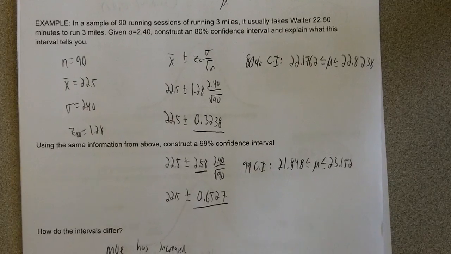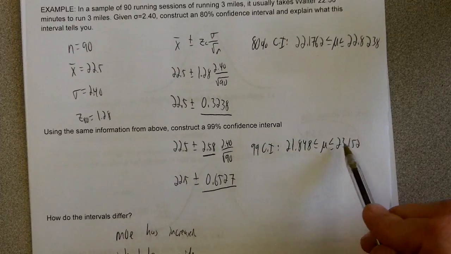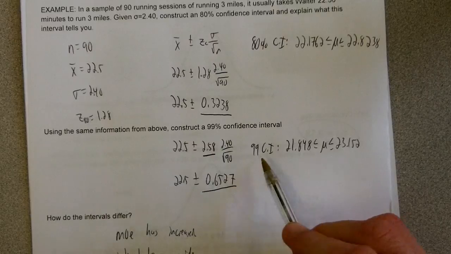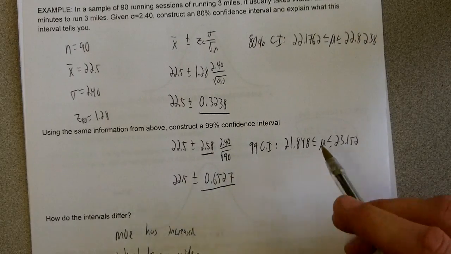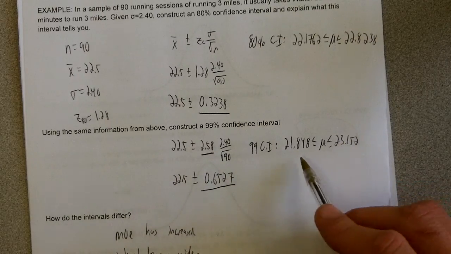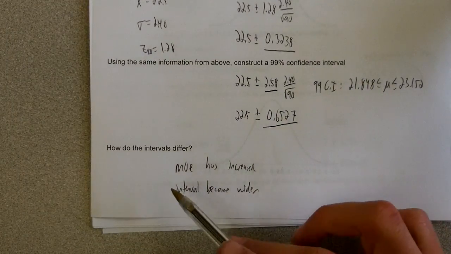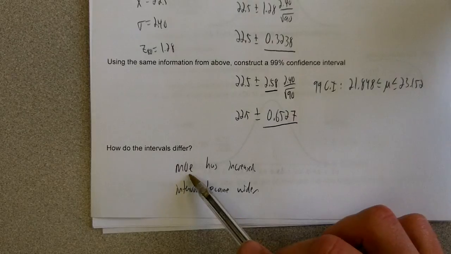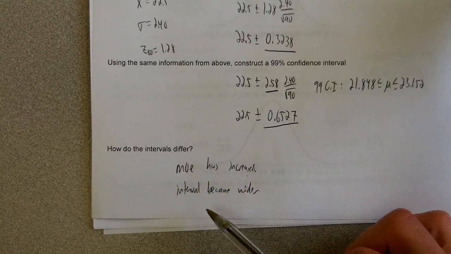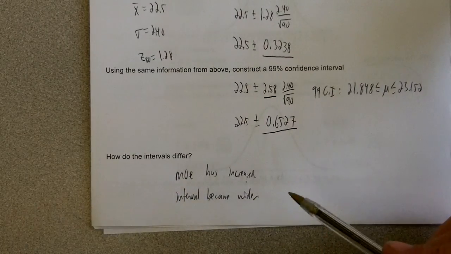The reason for that is because you have to be more certain that this interval with a 99% level of confidence contains mu with a greater percentage. That's why this interval must be wider. So again, how do the intervals differ? The margin of error has increased, and the interval became wider since that margin of error is now larger.